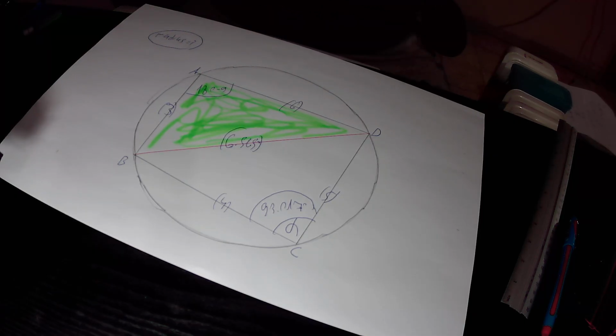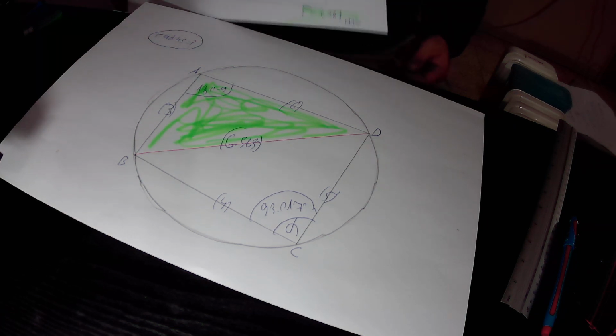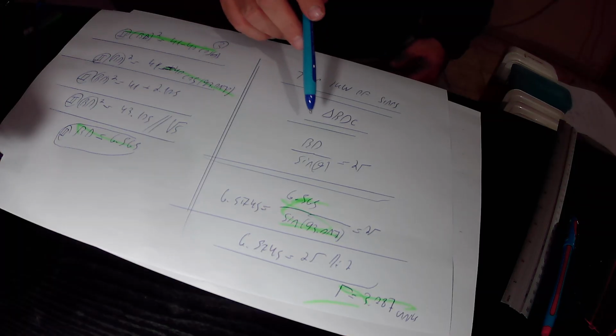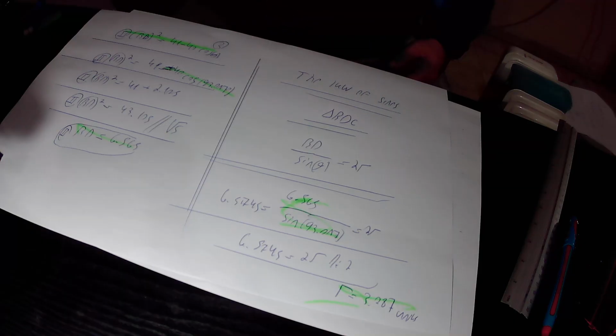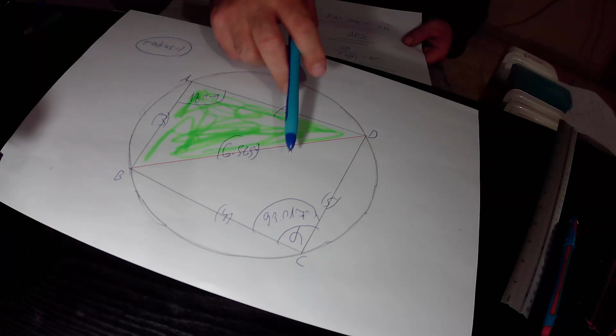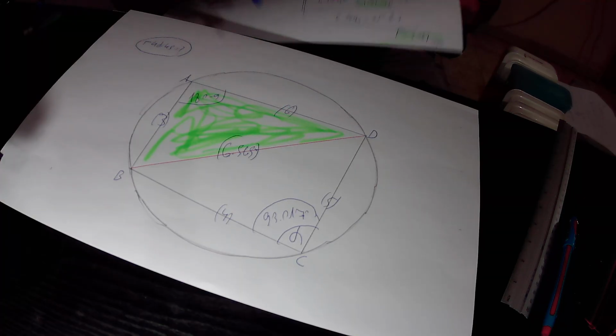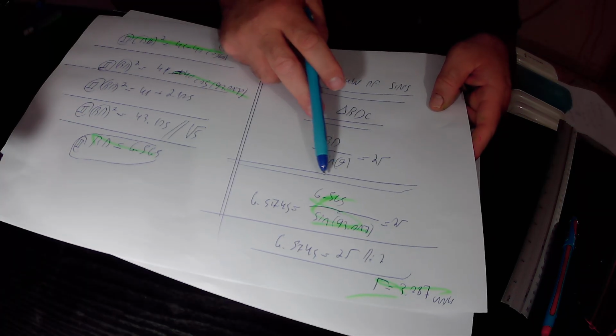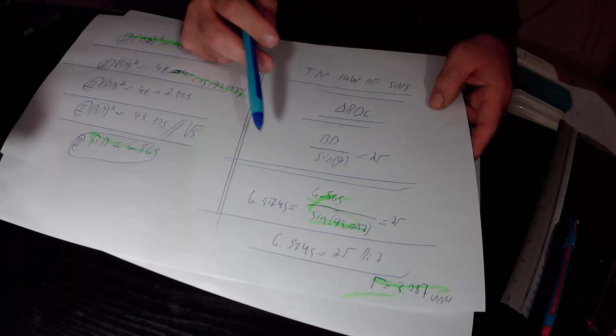Again, according to the law of sines in full version in this triangle BDC, BD over sine alpha equals 2R. And now R is the radius of the circle that we are looking for. BD equals 6.565 and alpha equals 93.017 degrees in size. Again, BD is 6.565 and sine alpha is sine of 93.017 degrees.